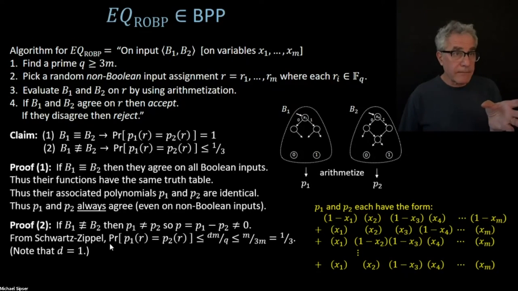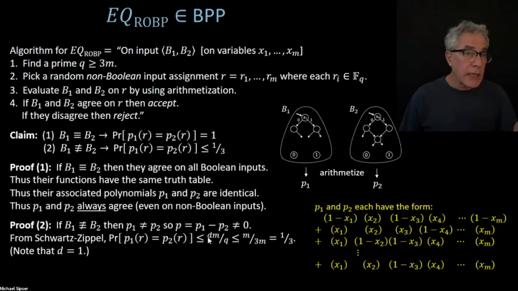So that says that from the Schwartz-Zippel theorem, the probability that P1 and P2 agree at this random location is at most this value that we had from before, the degree times the number of variables divided by the size of the field. The degree is 1. And the field is at least 3 times the number of variables in size. So that means you get this inequality here. And so therefore the probability is at most a third.